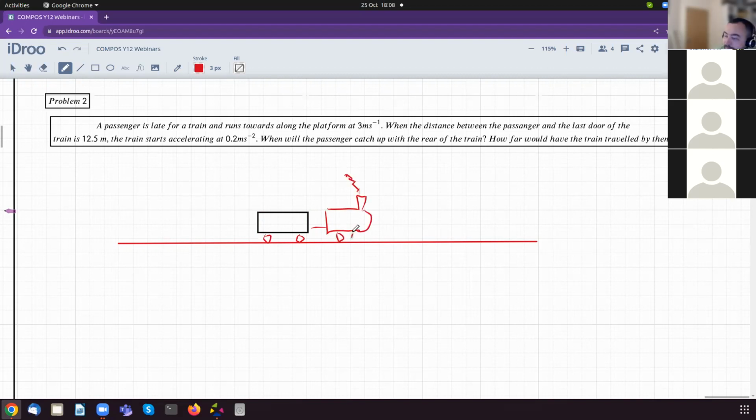There's the train. It runs towards... and the passenger is running. The passenger is running at 3 meters per second.